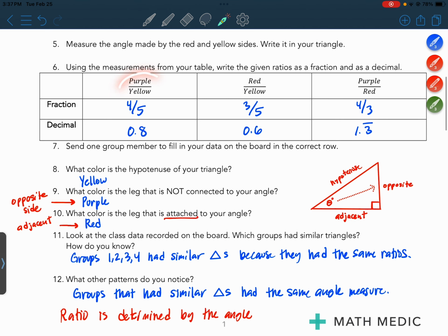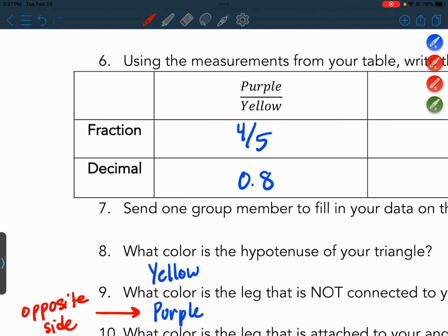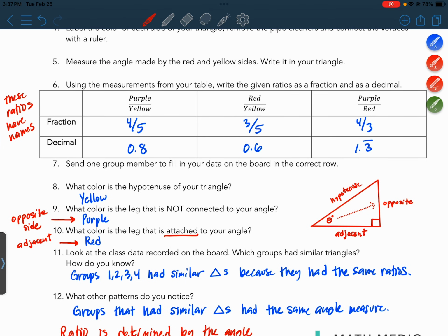And we can see up here that we were creating ratios using those sides. Now these ratios actually have names as well. So let's make a note here. These ratios have names. Before I reveal what the names are, let's convert the colors to the names of the side. So instead of purple, yellow, red, we'll write hypotenuse, adjacent, opposite.